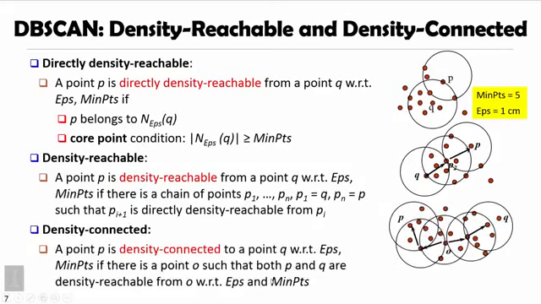Then we define another notion called density connected. We can say point P is density connected to point Q if there exists a point O which is density reachable to P and also density reachable to Q. That means P and Q both can be at the border, but as long as there is a point O which is density reachable to these 2 points, then these 2 points are density connected, or we say they are in the same cluster.